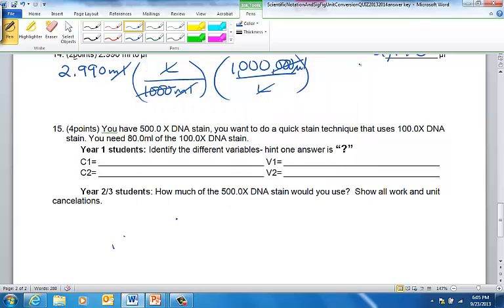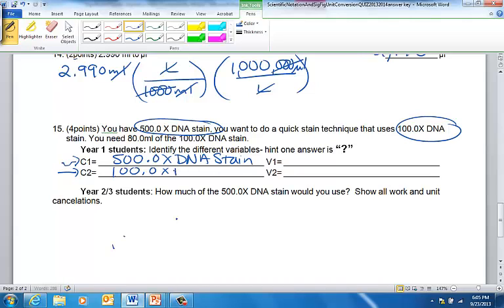So, year 1 students, I just asked you to identify what's what. C1 is our initial concentration. What's our initial concentration we're dealing with? 500X DNA stain. What is the final concentration we want? We want 100X DNA stain. How much of that final volume do we need? We need 80 milliliters. What's volume 1? That's the question.